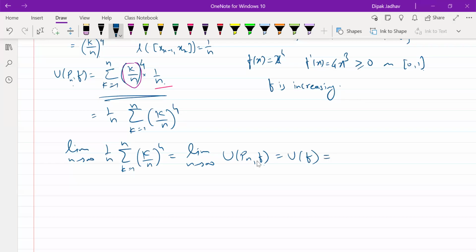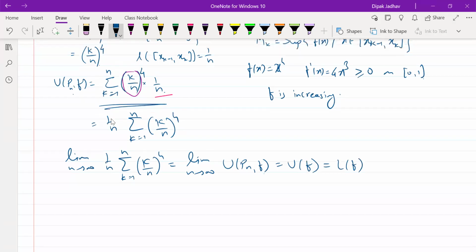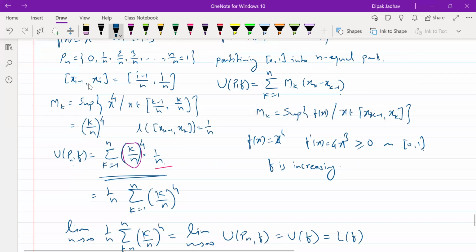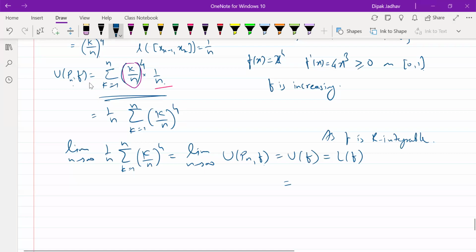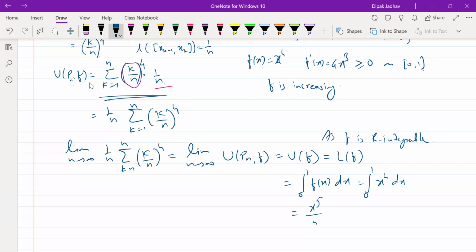But the upper Riemann integral will be equal to the lower Riemann integral. Why? Because we know it's a simple polynomial function which is continuous, and every continuous function is Riemann integrable, as f is R integrable. And we know how to compute simply this, that is integral 0 to 1 x raised to 4 dx. The answer is x raised to 5 by 5 from 0 to 1, that's 1 by 5.